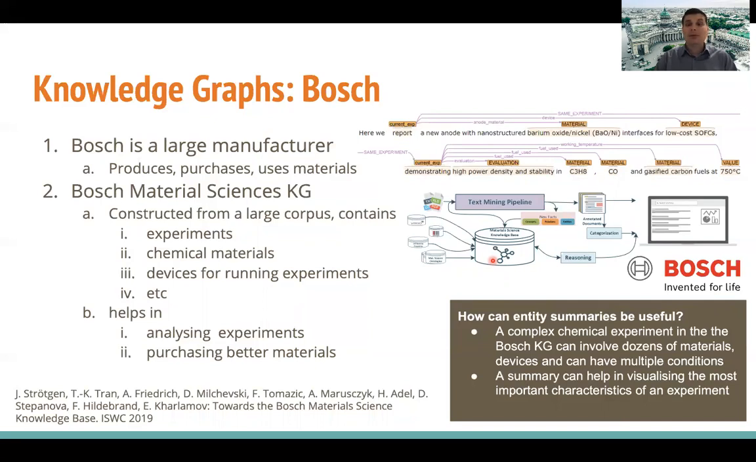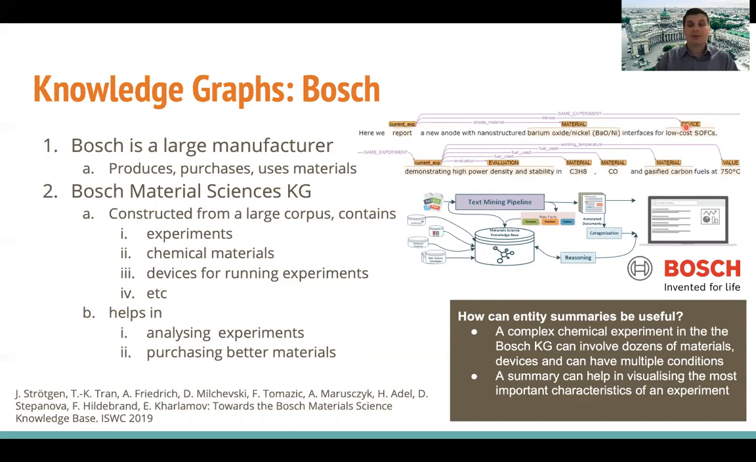And Bosch, in order to handle material information, has a material science knowledge graph, which is constructed from a large corpus of textual documents, and it contains information about chemical experiments, chemical materials, and devices to run experiments. This knowledge graph helps in analyzing experiments and in purchasing better materials and so on.